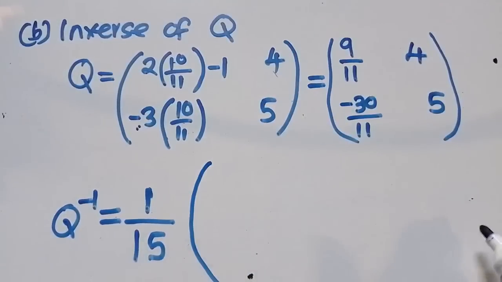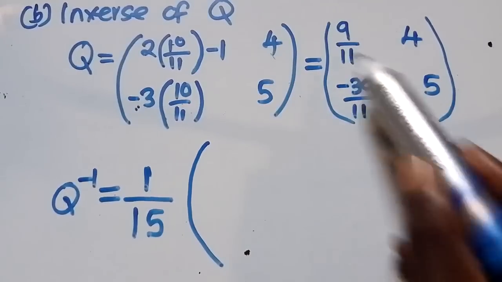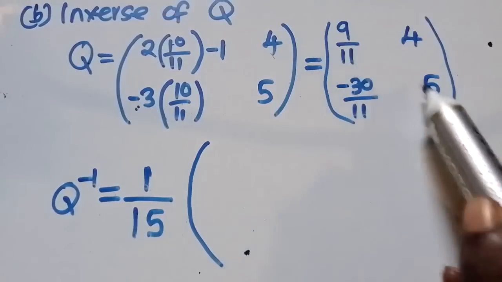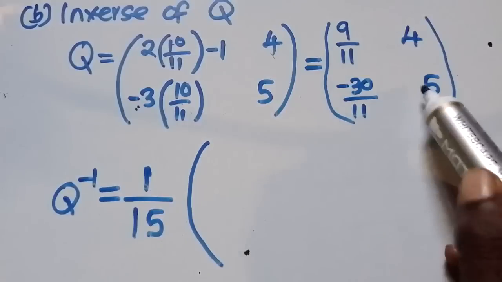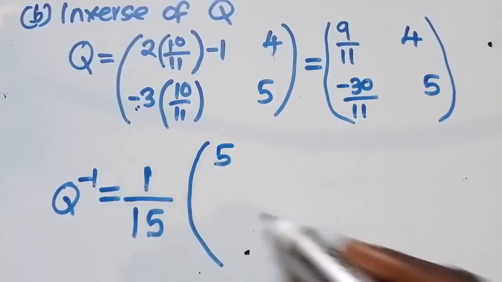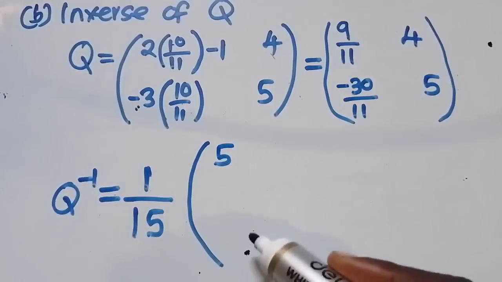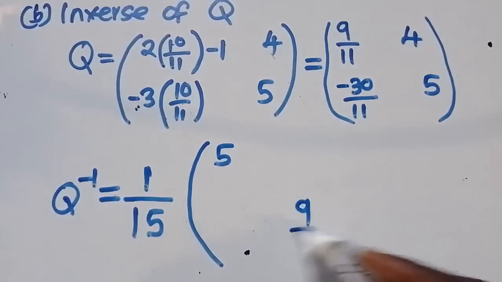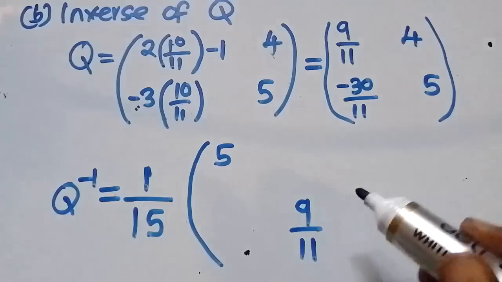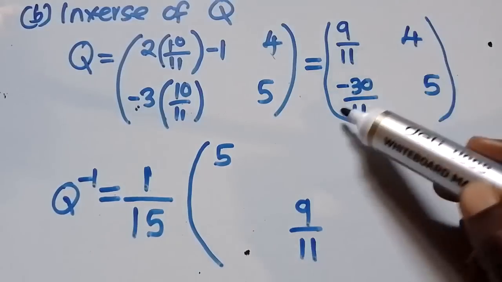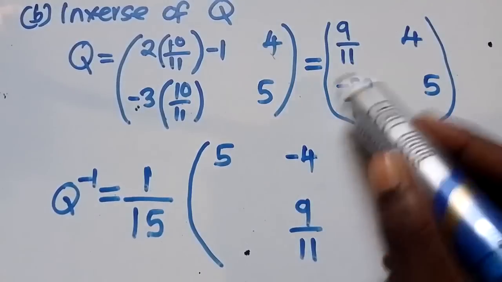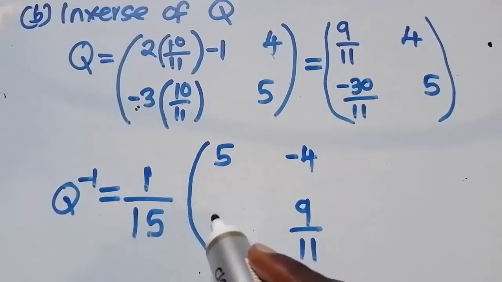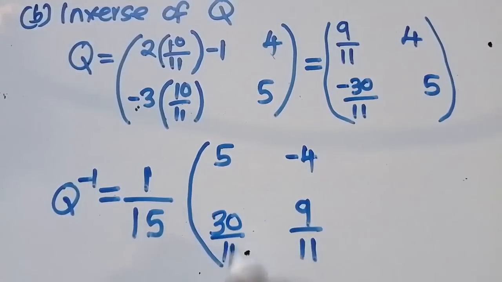This is the major diagonal. In the major diagonal, positions will swap, meaning that this 5 will go on top, and the 9 over 11 comes down. Then for the minor diagonal, signs will change. This is positive, it will become negative. This one is negative, so it becomes positive, 30 over 11. So this is your answer.